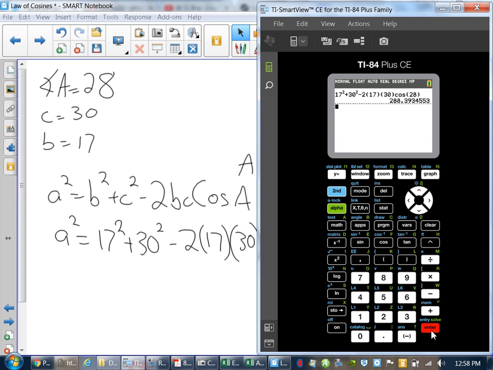What do you have to do then to get a by itself? Square root. Are you guys getting accustomed to hitting that second answer button now? Yeah. It's such a nice little trick to have. 1698. And there's your side.